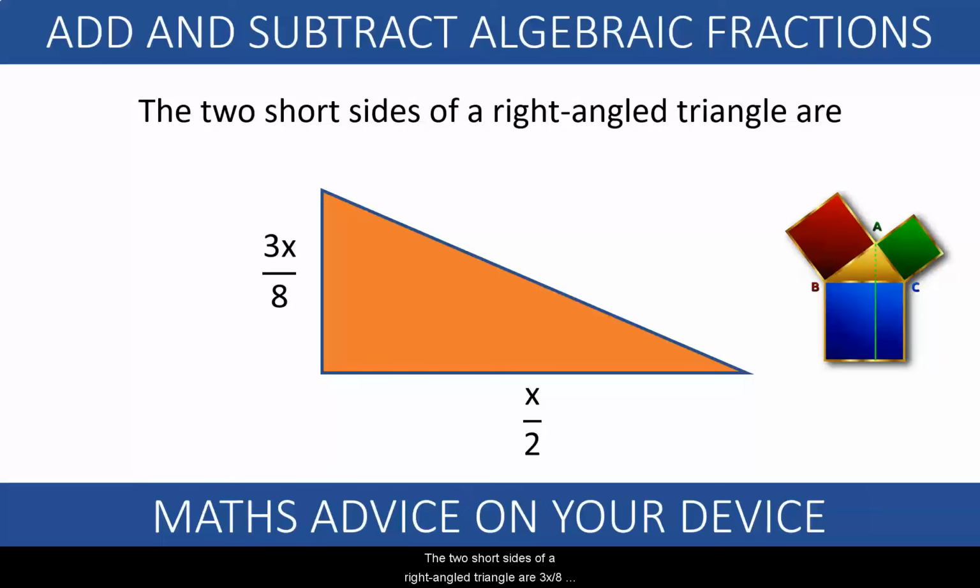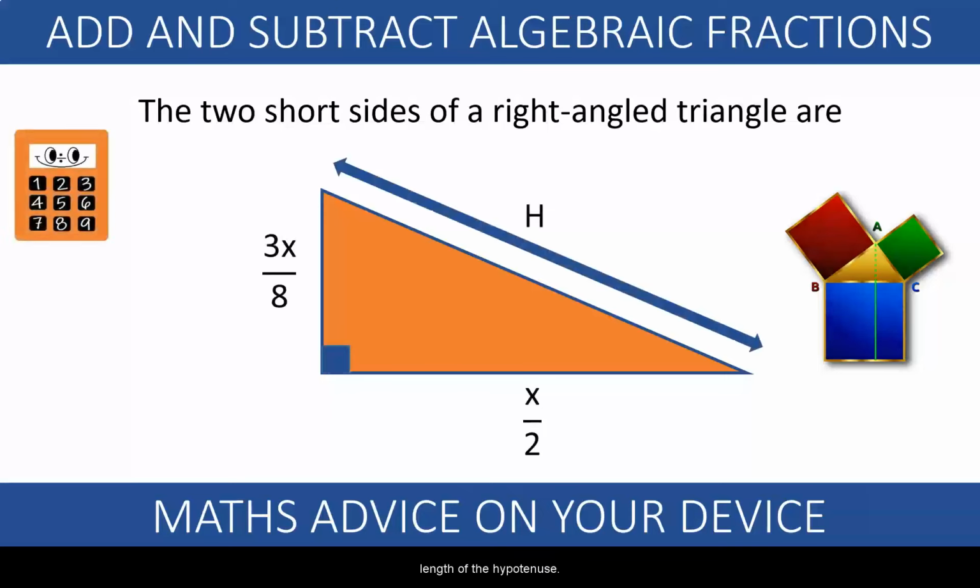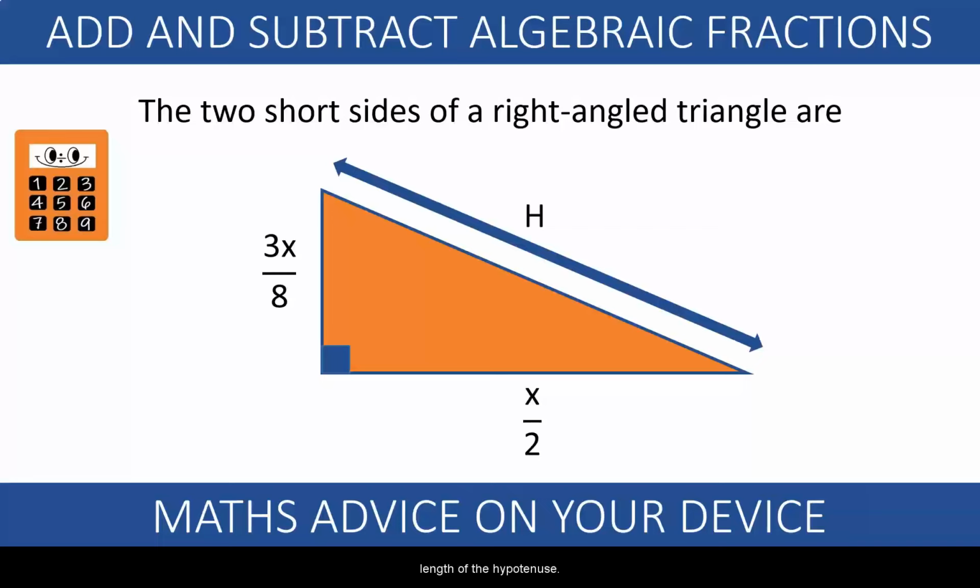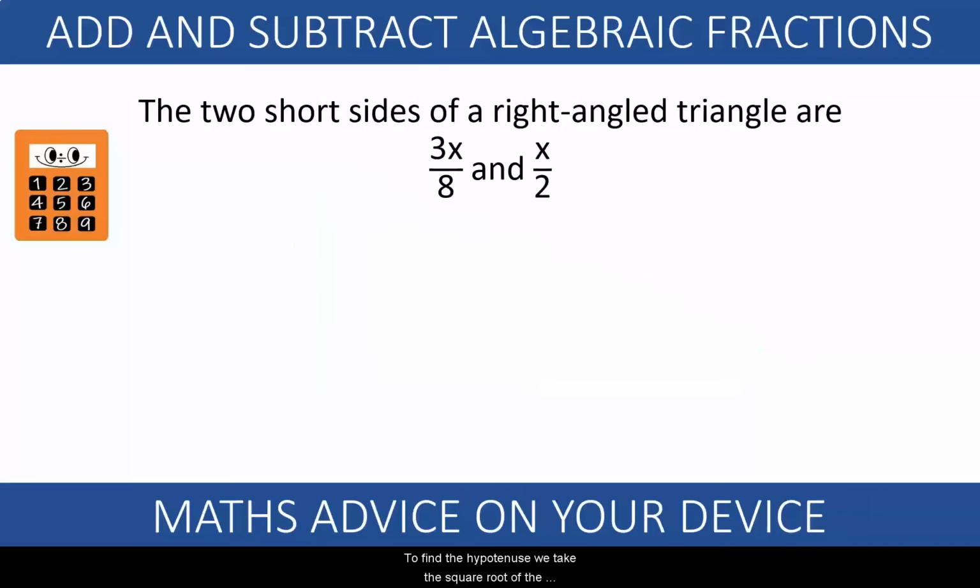The two short sides of a right angle triangle are 3x over 8 and x over 2. Using Pythagoras, find the length of the hypotenuse. To find the hypotenuse, we take the square root of the sum of the squares.